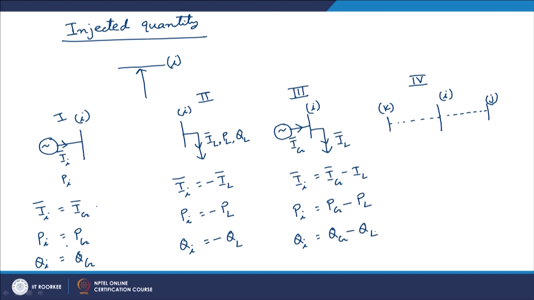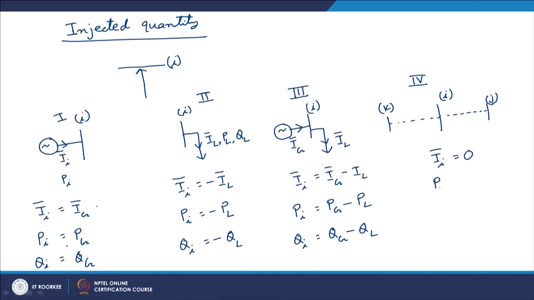And in the fourth case, when neither a load nor a generator is connected, there is no shunt quantity. So no electrical quantity is being physically injected into the bus, nor is any being physically taken away from it. Therefore, there is no injected quantity. So Ii would be 0, Pi would be 0, and Qi would be 0.